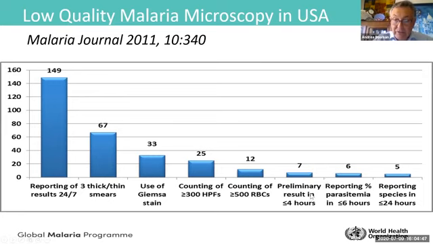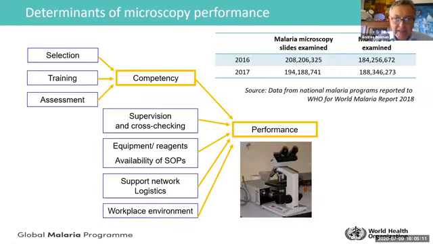And if you look also at those which are giving results within 24 hours, it is extremely low. Those which are able to report species in the United States of America is very, very low, like 5 out of 149, extremely low. So it's problematic everywhere, in malaria endemic countries and in non-malaria endemic countries.